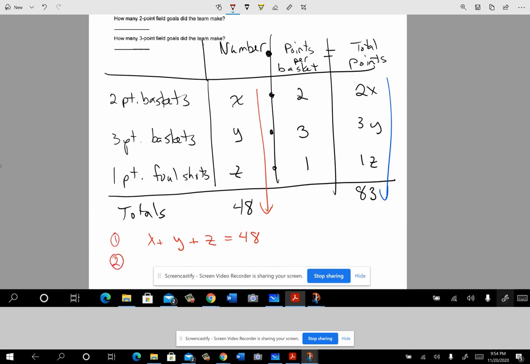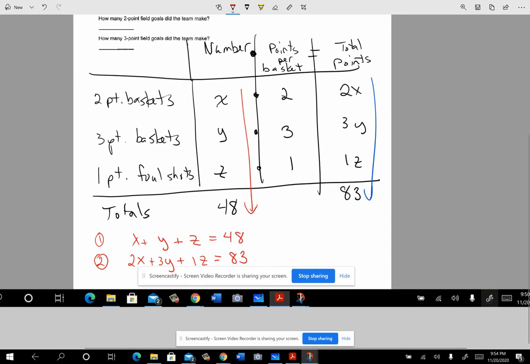My second equation will be that the total points I got from my 2-point shots plus the total points from my 3-point shots plus the total points I got from my foul shots should wind up equaling the total points in the game. But if you have 2 variables, you need 2 equations to solve it. If you have 3 variables, you're going to need 3 equations to solve it.